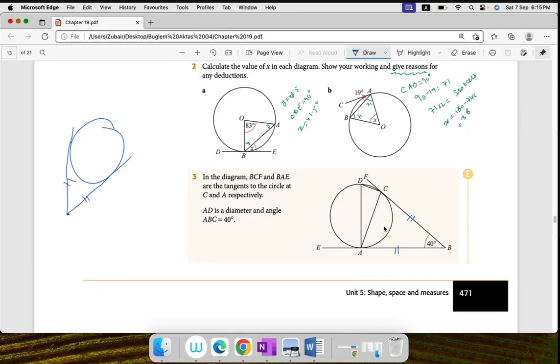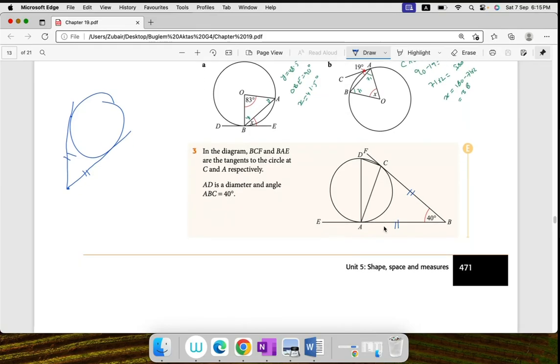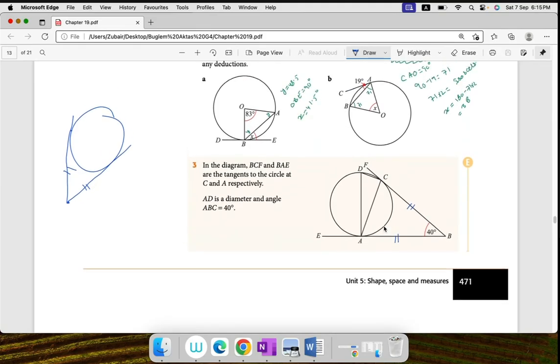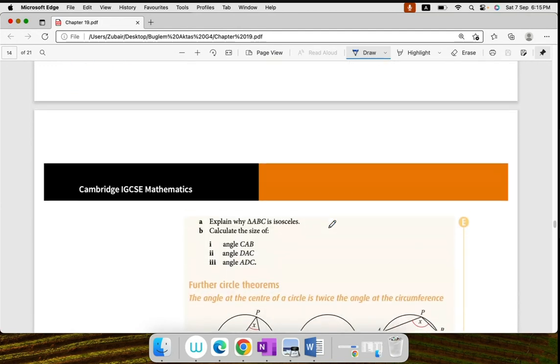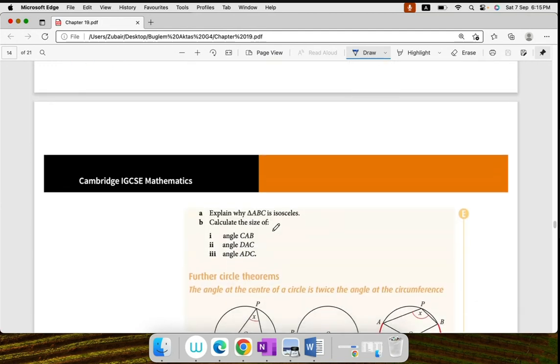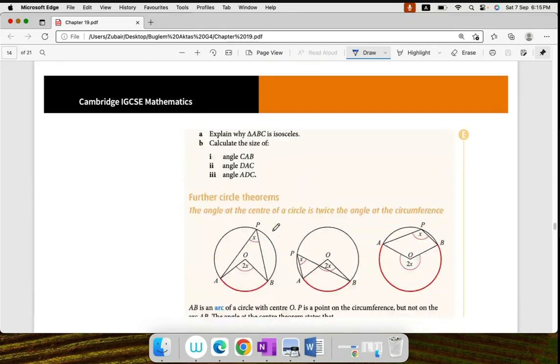Okay. I just mentioned that AB and CB was equal. I also need to add that two tangents from an external point are equal as well, right? Yep. Okay. And B part also? No, B part is clear. Okay.